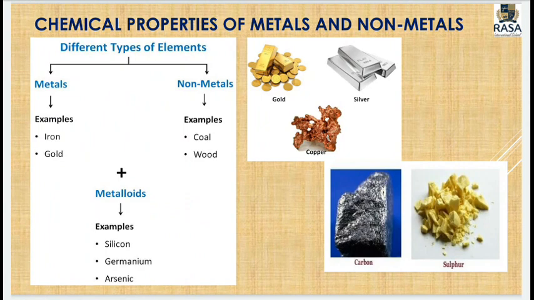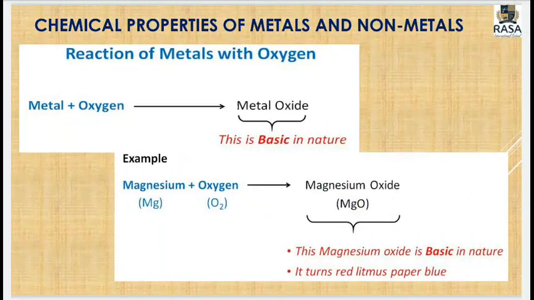Now we are coming to our topic, that is chemical properties of metals and non-metals. So first of all we will discuss the chemical property of metals, that is reaction with oxygen. So metals readily react with oxygen, okay, and they form metallic oxide.